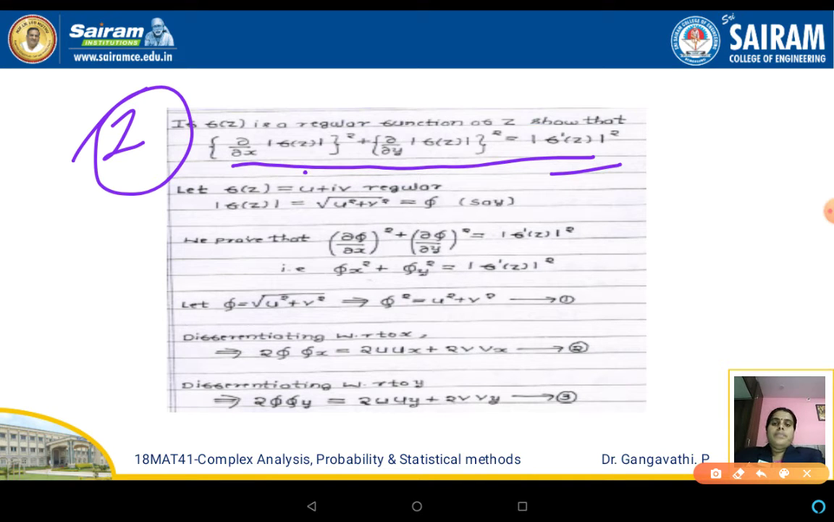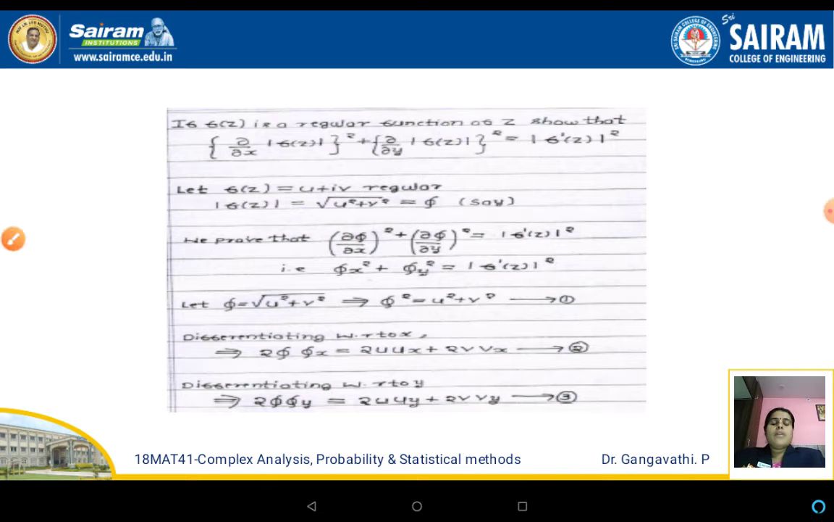So given is f of z is a regular function. So what is f of z? F of z is always u plus iv, and it has been given as a regular one. Now what is mod of f of z? By the definition of modulus of function, modulus of f of z is square root of real part whole square plus imaginary part the whole square. So mod f of z is equal to square root of u square plus v square, and let us say this is equal to a function phi. Call it as equation 5.